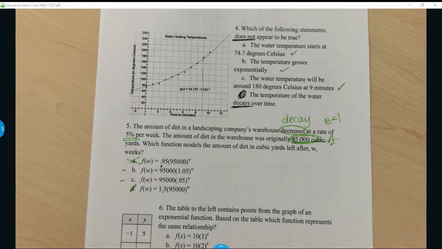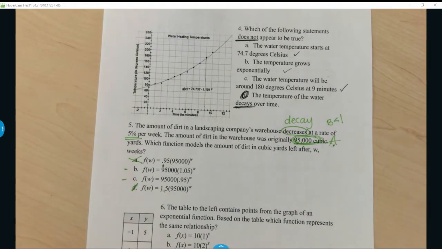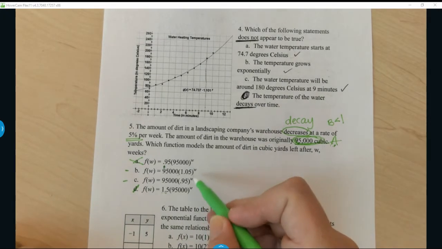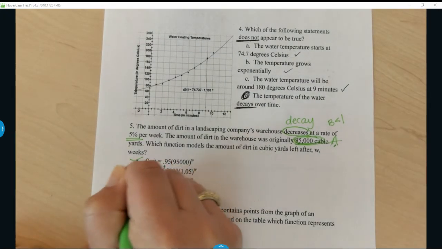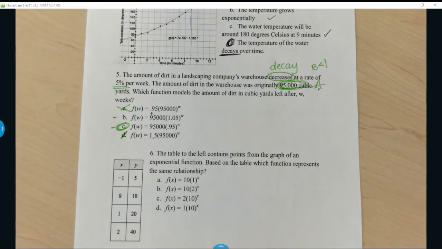Now, here's the next thing that I can do. If this is decaying, it has to be less than 1. So pretty simple. Which one of these is going to be less than 1? Looks like C will be our answer for 5. So take a look. What is the A? What should be the B? Or around what number should the B be? And go from there. Okay, number 6.